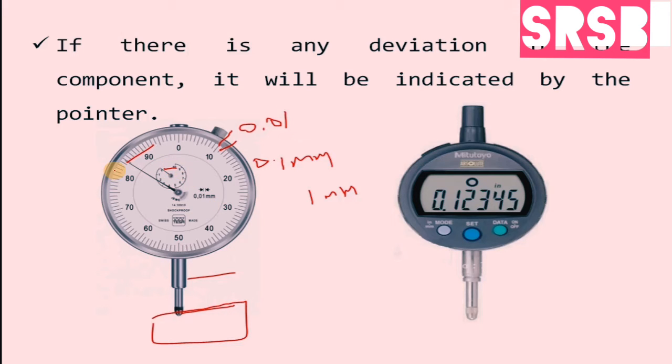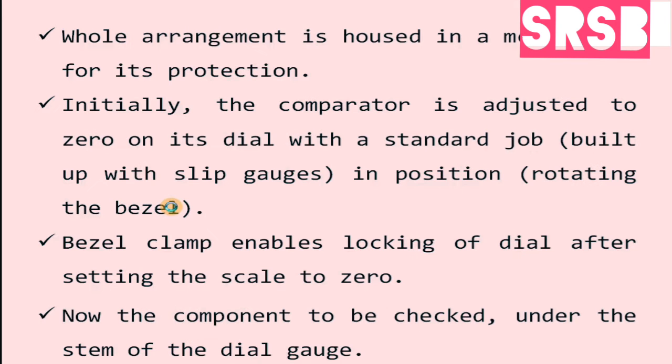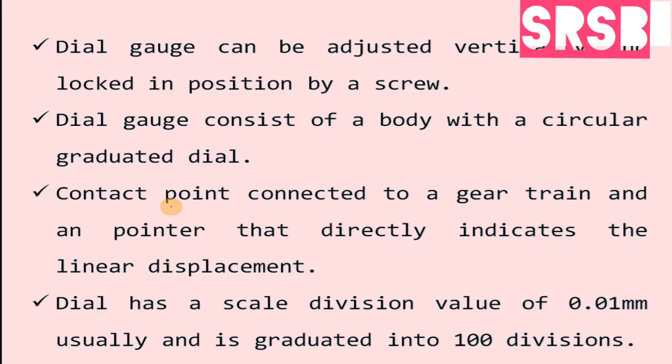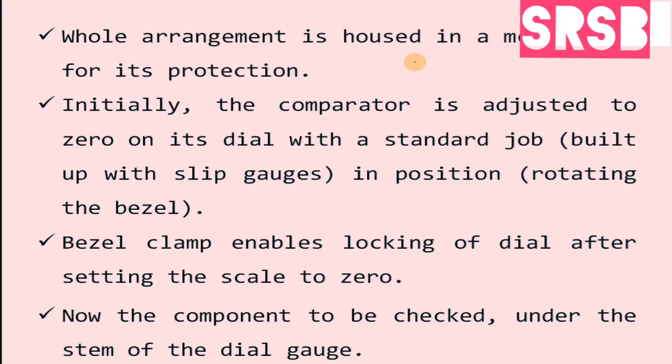Sometimes the surface is not even and has more waviness. At that time the pointer moves fast, so it is easy to look at the revolution counter. It shows how many revolutions the pointer has rotated, and based on that you have to calculate. The whole arrangement is housed in a metal case for production purposes.